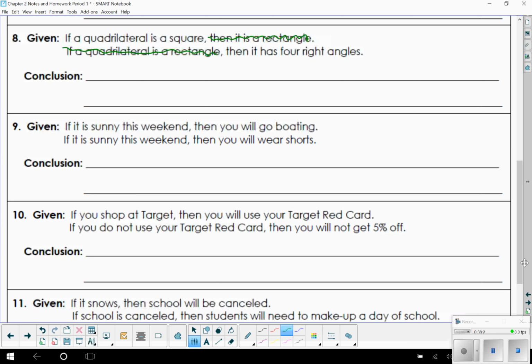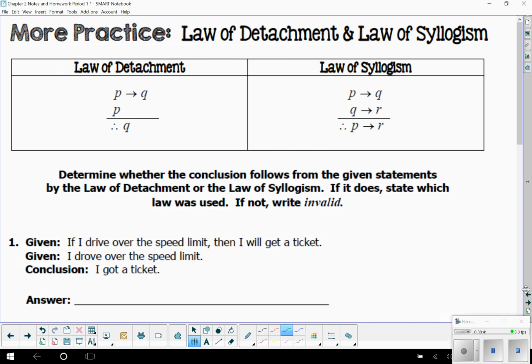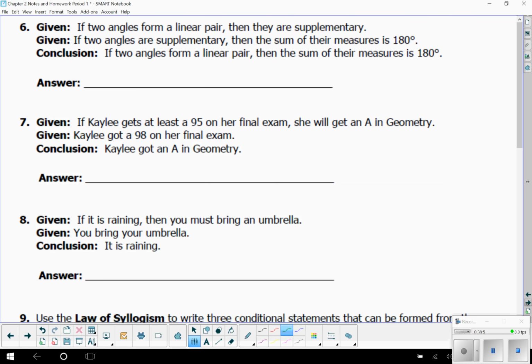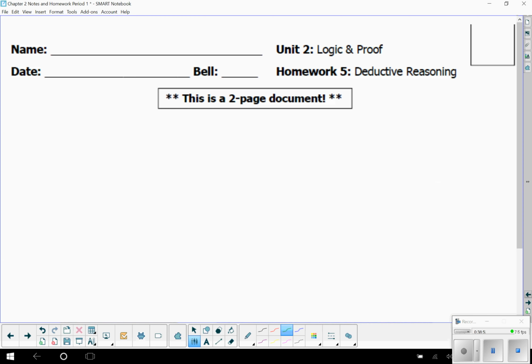So for example, number 9, if it's sunny this weekend, then you will go boating. If it is sunny this weekend, then you will wear shorts. This right here and this statement right here have to be the same, not the other way around. Okay? All right. For practice, and I think that's it.